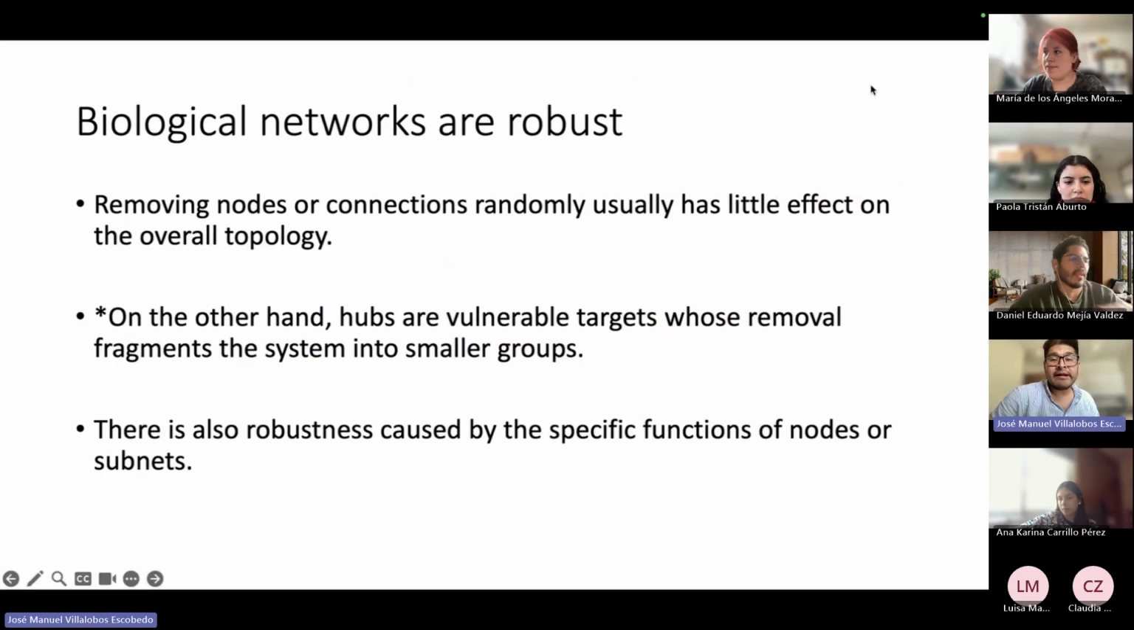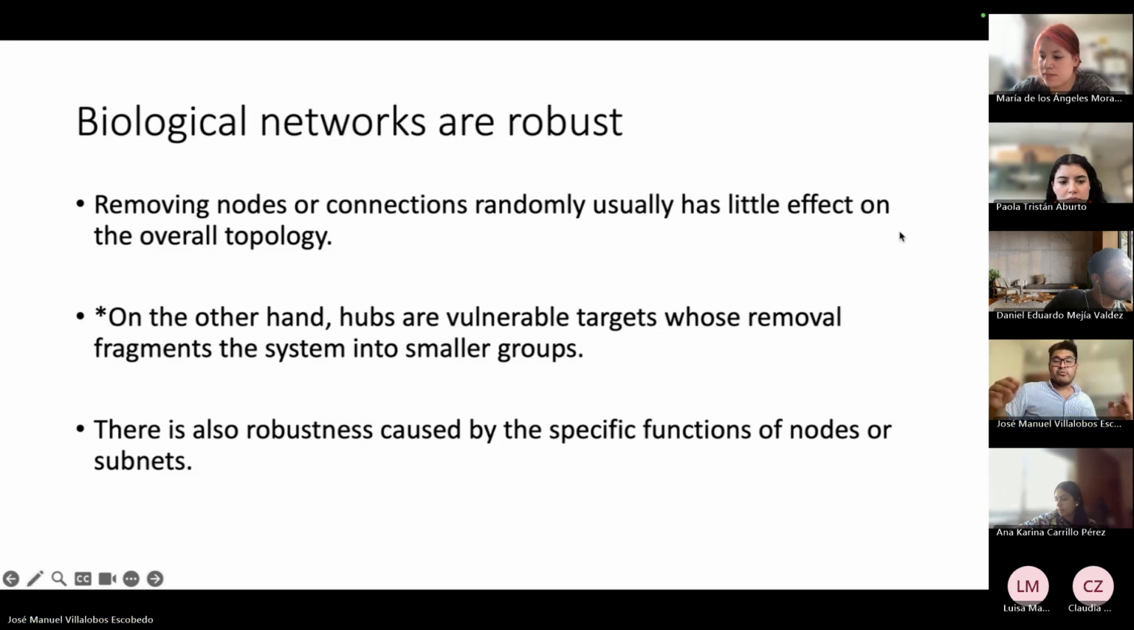So now, what is robust? Why do we say that the network is robust? Because for many of the nodes, even more than 90% of them, if we remove these nodes, we will not see a super drastic effect. But there are some nodes that are hubs.